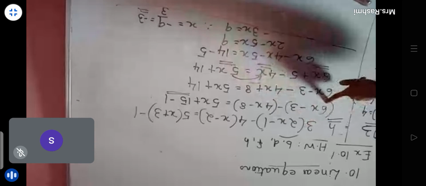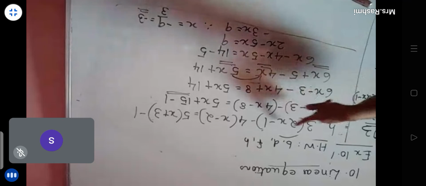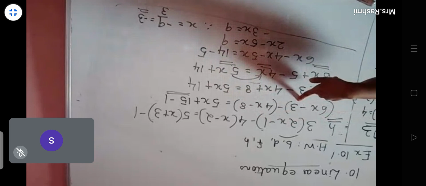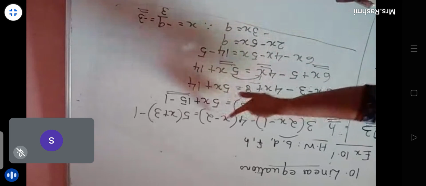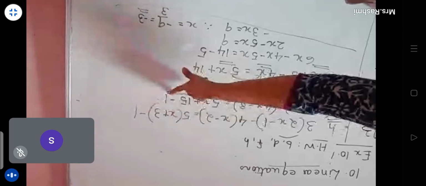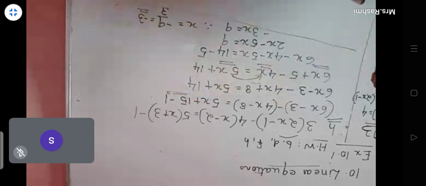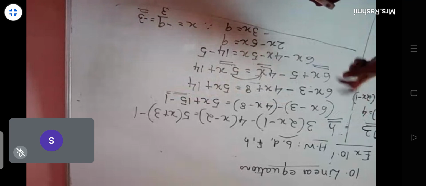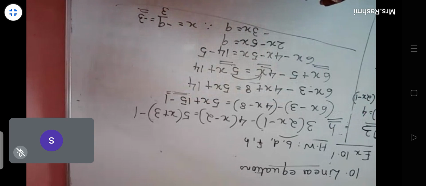2x. 3 into 2x is 6x. 3 into 1 is 3. Yes. 4 into x is 4x. 4 into 2 is 8. 5 into x is 5x. 5 into 3 is 15. Minus 1, minus 1. Ma'am, I'm I talking hope, about the last step. Minus 3x is equal to 9.